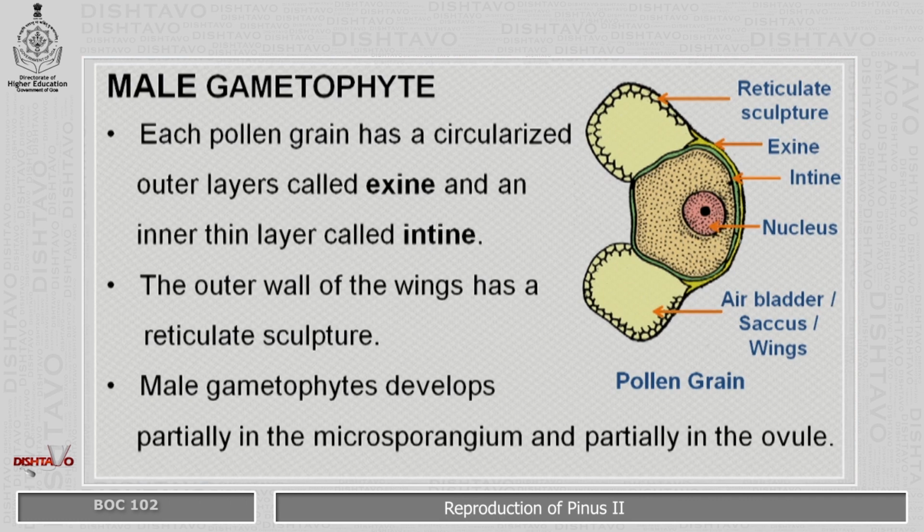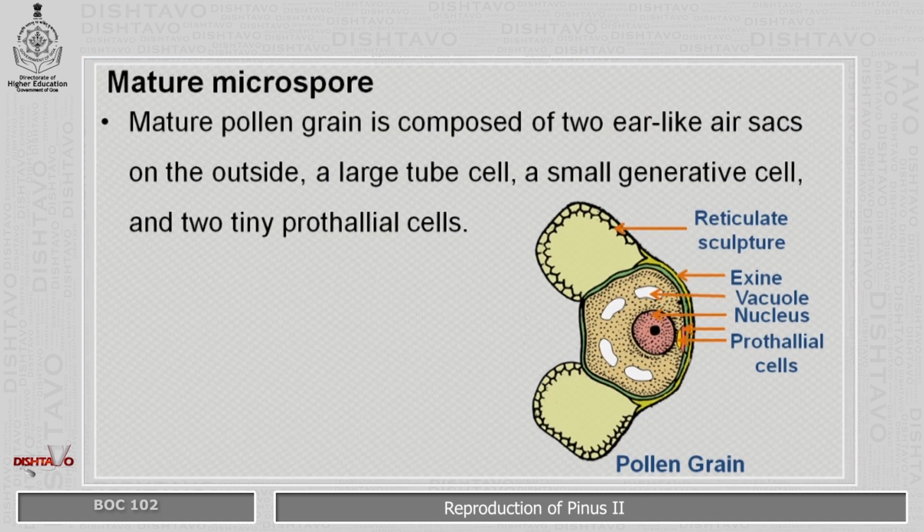The male gametophyte develops partially in the microsporangium and partially in the ovule. A mature pollen grain is composed of two ear-like sacs on the outer side, a large tube cell, a small generative cell, and two tiny prothallial cells.